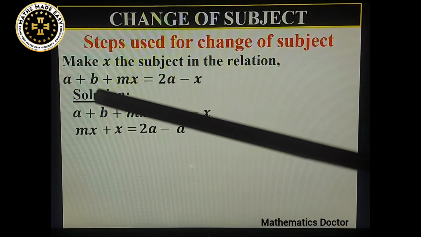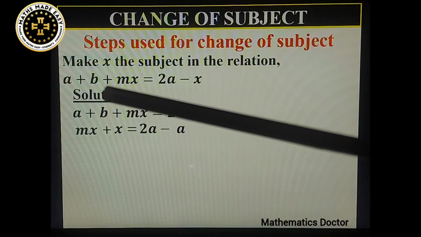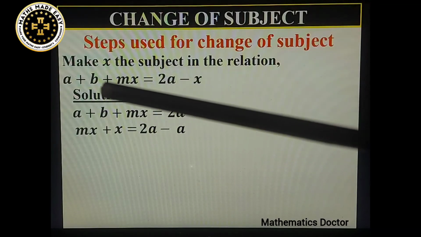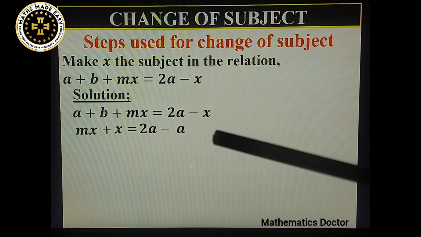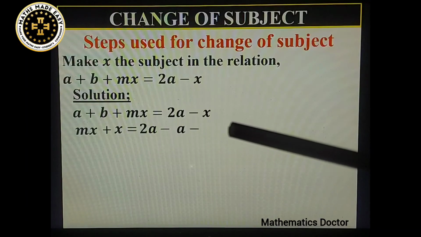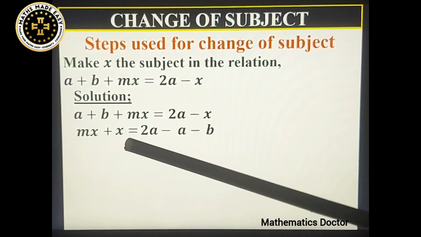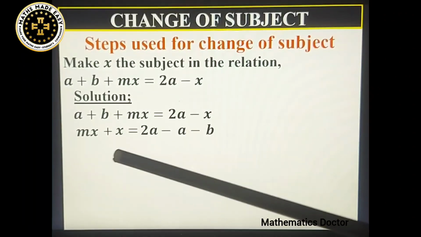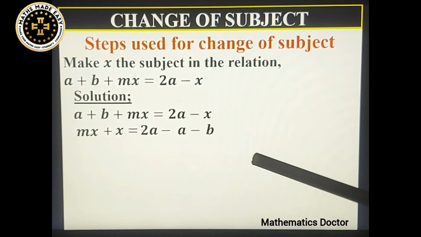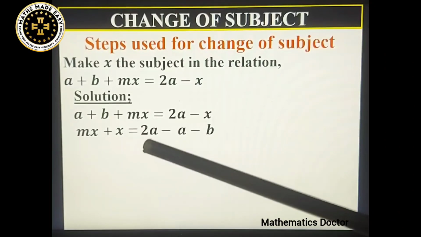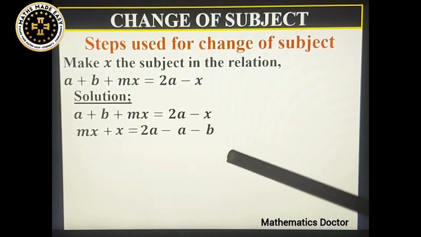Then finally, we'll bring the b, since the b does not have an x to be made a subject. B, which is positive, will also move from the left-hand side across the equal sign to the right-hand side to become minus b. So clearly, we have grouped all the terms containing the variable x to be made a subject at the left-hand side, and the rest of the terms that do not contain the variable x are at the right-hand side.